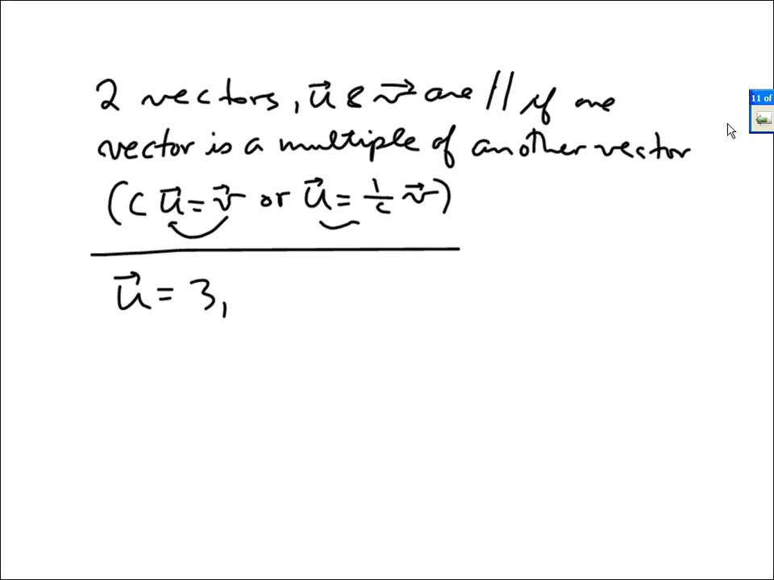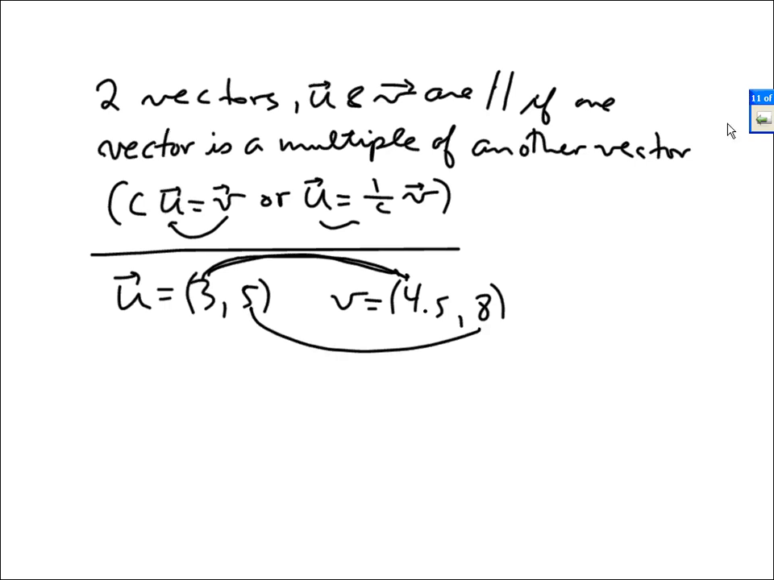U is equal to (3, 5), and V is (4.5, 8). Well, you have to multiply 3 by something to get 4.5. And it better be the case that whatever you multiply 3 by to get 4.5, you have to do the same to 5 to get 8. Well, 3 times y gives you 4.5. The answer is 4.5 over 3.